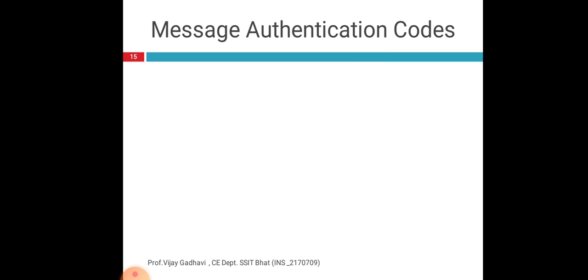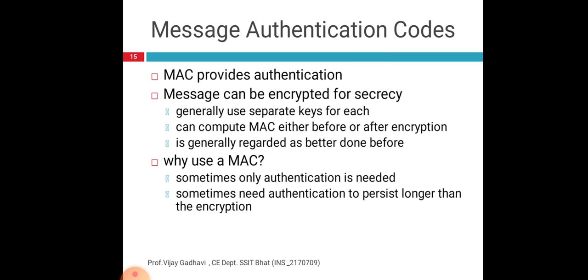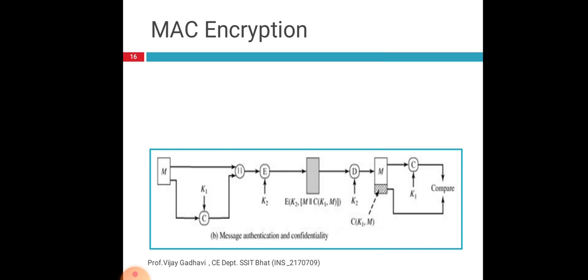Message authentication code, still continuing revision. MAC provides authentication; the message can be encrypted for secrecy, with a separate key for each. The MAC is computed either before or after encryption; after is generally regarded as better. Then why use a MAC? Sometimes only authentication is needed, and sometimes authentication needs to persist longer than the encryption.